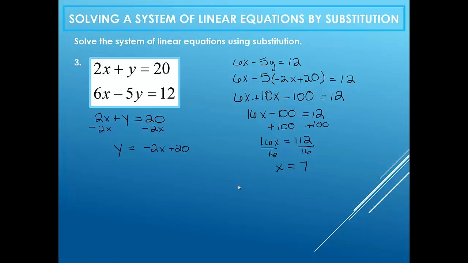I have 2x plus y equals 20. I know that x equals 7, so I'll substitute that in for my x. So 2 times 7, and then plus y equals 20. 2 times 7 is 14. So I have 14 plus y equals 20. I subtract 14 on each side. And I find out that y equals 6. So the solution to this system of linear equations would be 7, 6. My x value was 7, and my y value is 6.